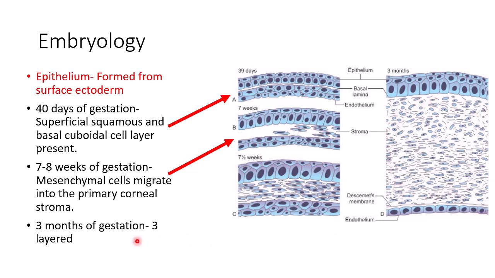And at 3 months of gestation, the cornea is three-layered. All further derivatives are obtained from these three layers. So that's the stratified epithelium, the stroma, and the endothelium, a three-layered structure at the age of 3 months.